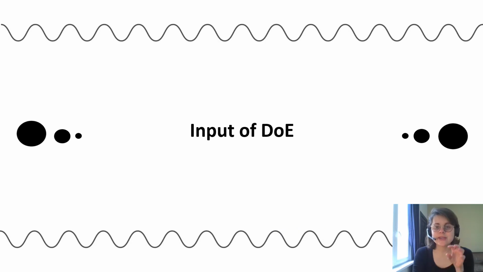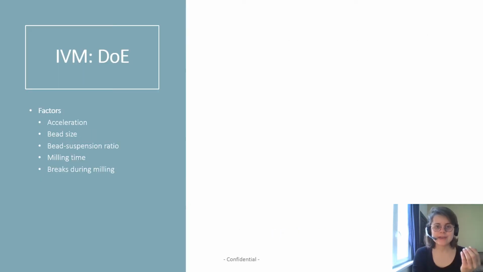As input of the DOE that we created, the factors that we have chosen were the acceleration, so again the amplitude that you set for the sinusoidal wave, the bead size, and the bead suspension ratio, so how many beads versus suspension you add in your vial. Then the milling time, how long we mill, and the breaks during milling. This means that you insert a pause where the system is at rest so that it doesn't move at all.